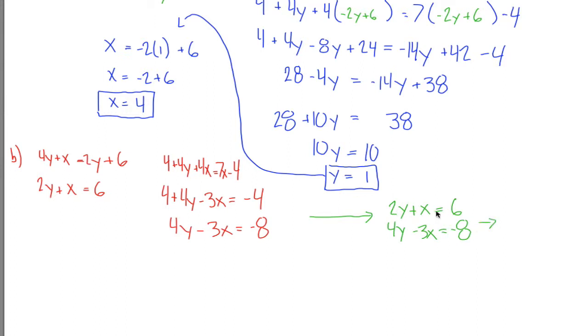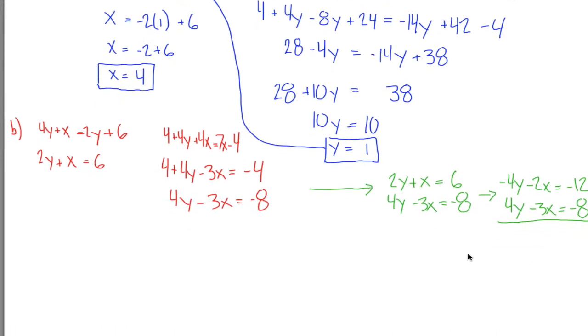If we take this top equation and multiply all 3 terms by negative 2, instead of 2y, I'll have negative 4y. Instead of 1x, I'll have negative 2x. And instead of 6, I'll have negative 12. And the advantage of choosing negative 2 is because now if I leave my bottom equation alone, 4y minus 3x equals negative 8, what you'll see is when I add these together, which I'm going to do in my next step, negative 4y and positive 4y will go away. And so all I'll have left is x's and numbers, which is good. I'll make this a one variable problem.